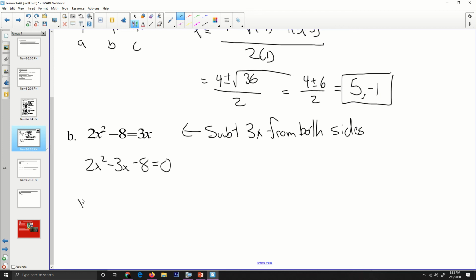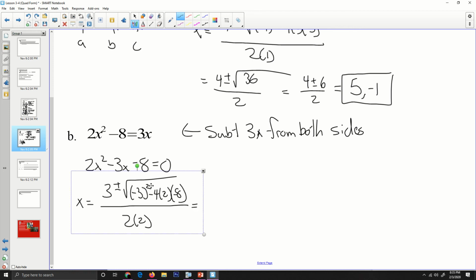So when we go to plug in, we'll say x is equal to negative negative 3, which is 3, plus or minus the square root. It'll be negative 3 squared minus 4 times a, which in this case is 2, times c, in this case negative 8, all over 2 times 2. So let's see here, I get 9, and then negative 4 times 2 times negative 8, so 8 times negative 8, negative, so I'll get positive 64. So I have 3 plus or minus the square root of 9 and 64, which is going to be 73.